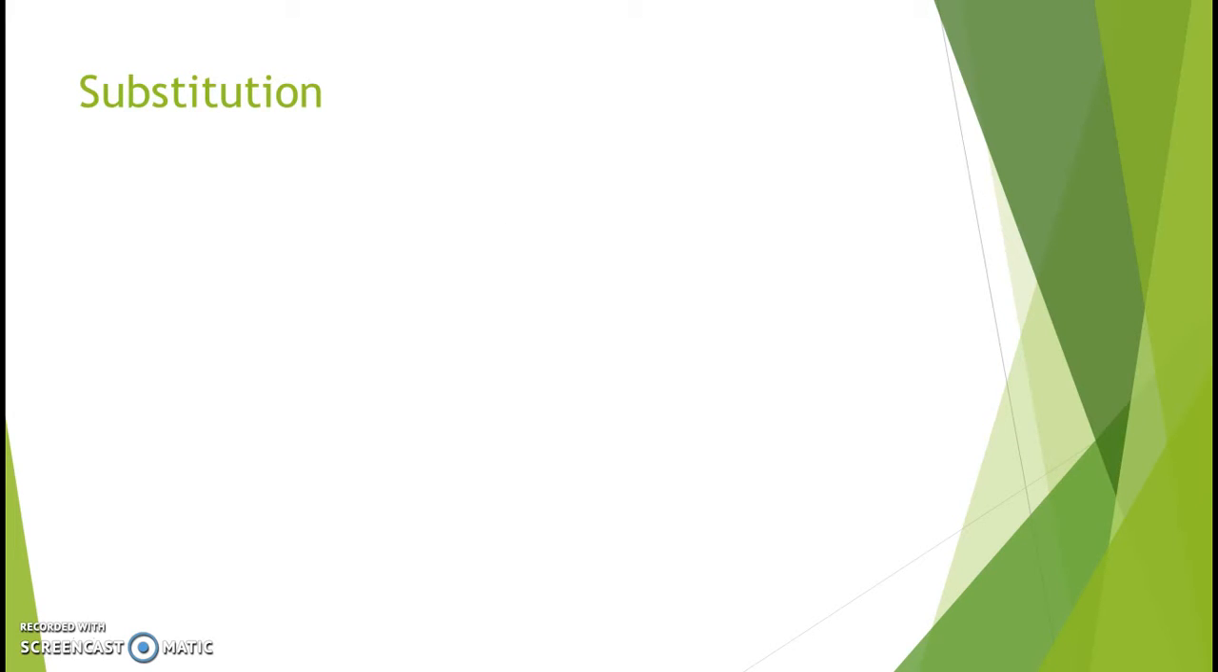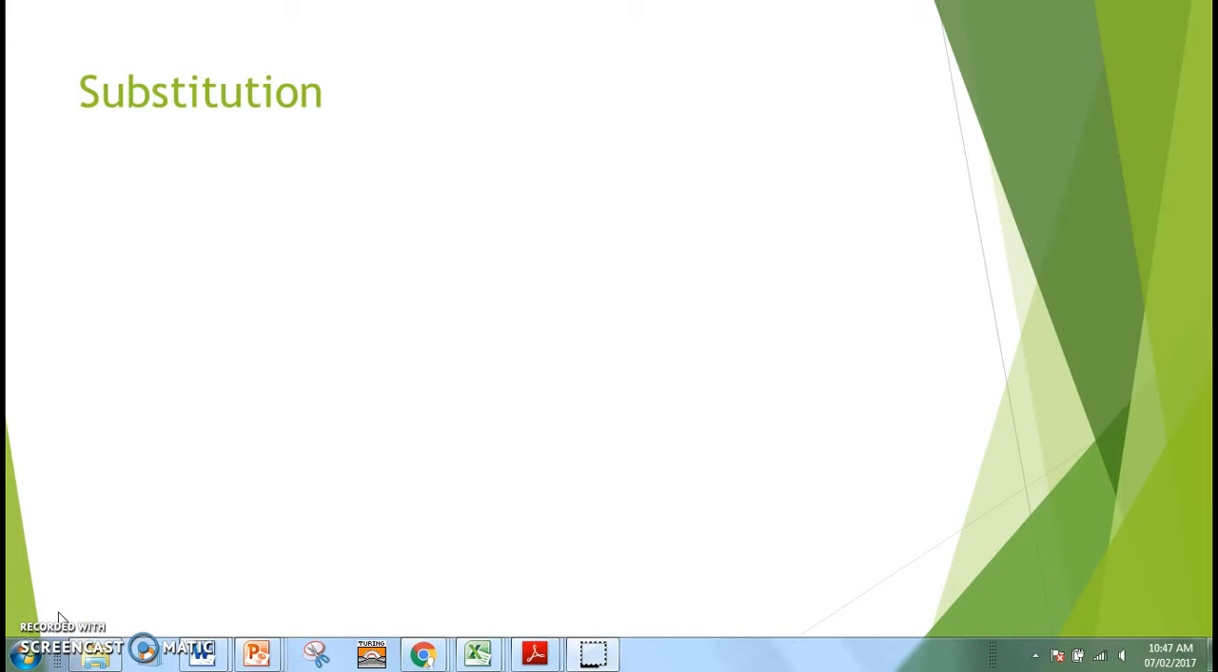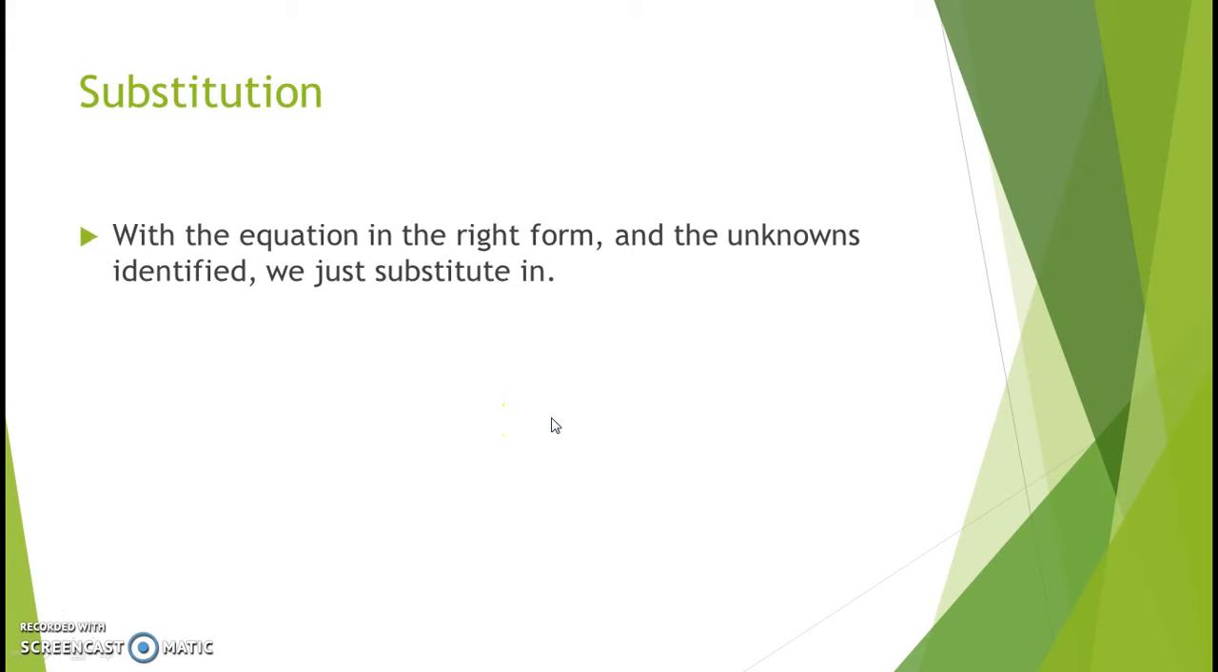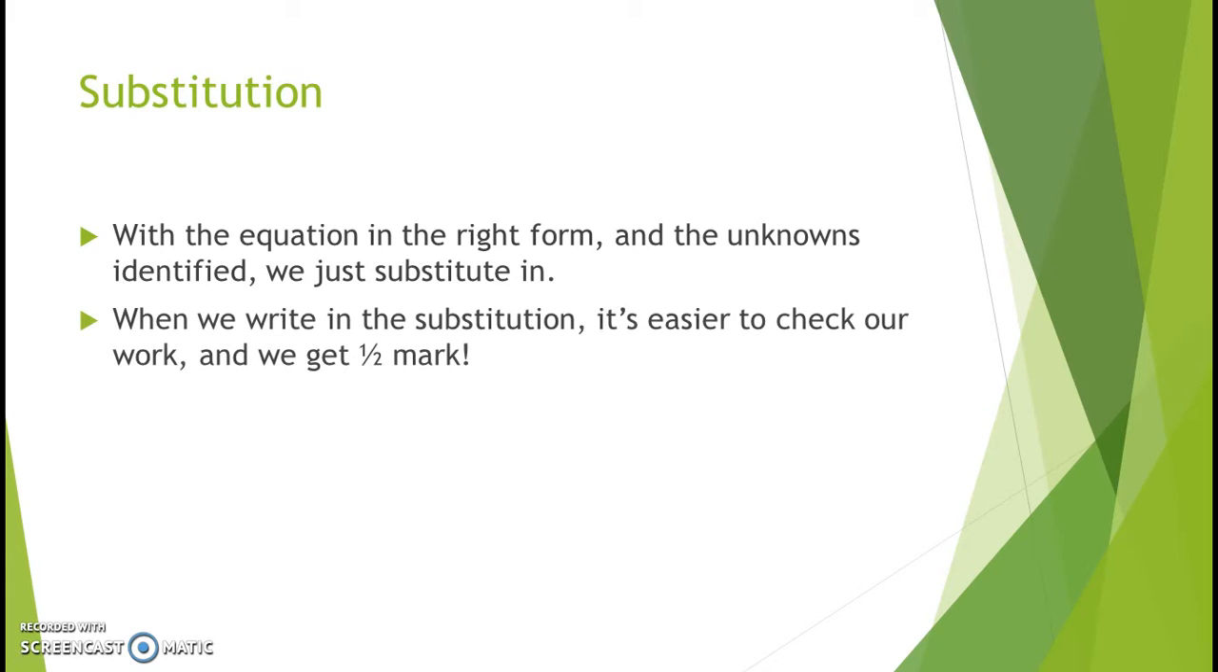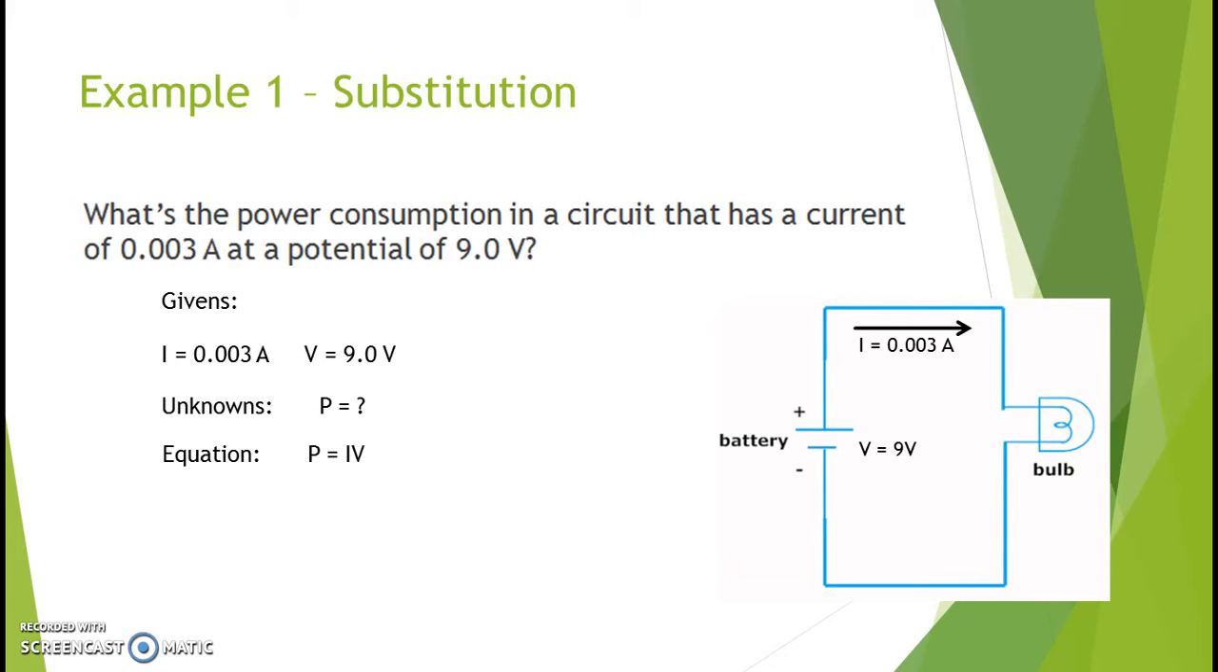Okay, so the next step with the equation in the right form is substitution. What we want to do is simply substitute in, putting the net values into brackets. When we write in this substitution, there's a benefit to this. It's easier to check our work if we want to check with the calculator a second time. It's easier for us to verify that we've substituted in correctly without any transcription errors, and there's a half mark for the successful substitution. So back to our equation at hand.